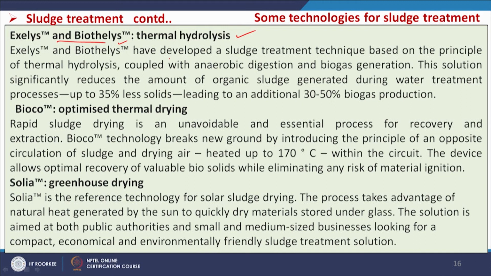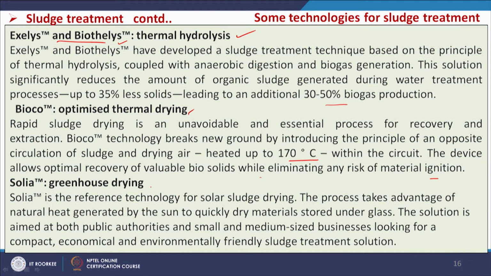XLS and BioThelys have developed a sludge treatment technique based on the principle of thermal hydrolysis coupled with anaerobic digestion and biogas generation. This solution significantly reduces the amount of organic sludge generated during the water treatment process, up to 35% less solids, leading to an additional 30 to 5% biogas production. We have already discussed that in that case biogas production increases. And the BioCO process is optimized thermal drying. In this case, counter current dry air and sludge are used, and it is heated up to 170 degrees centigrade within the circuit. The device allows optimal recovery of valuable biosolids while eliminating any risk of material ignition.